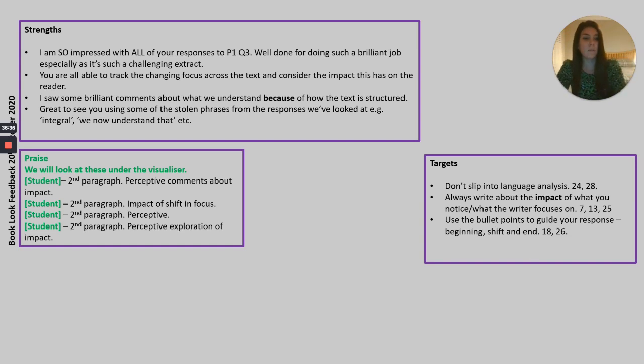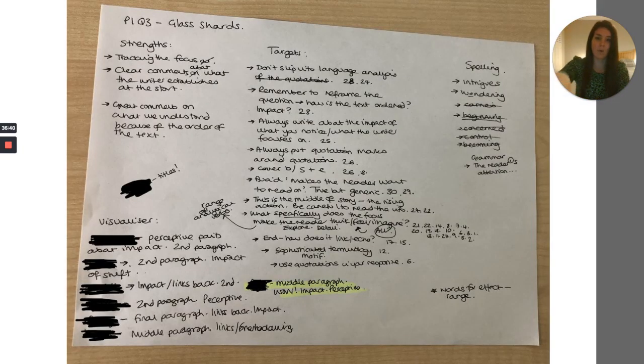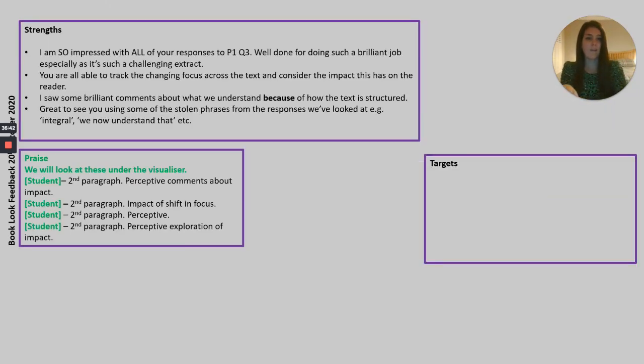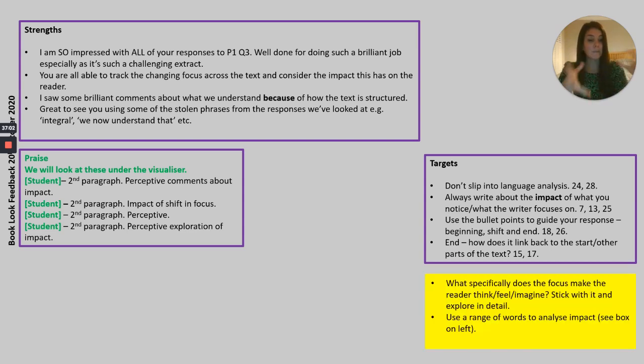Now, you'll see on my sheet, I've only put 4 here. If you can see here, I've got quite a lot more targets. Now, if I've only got one student who it applies to, I would make it my mission to talk to them over the course of the feedback lesson, or make them aware of that through one-to-ones. So these are the ones that apply to more than just one student, but not everybody.